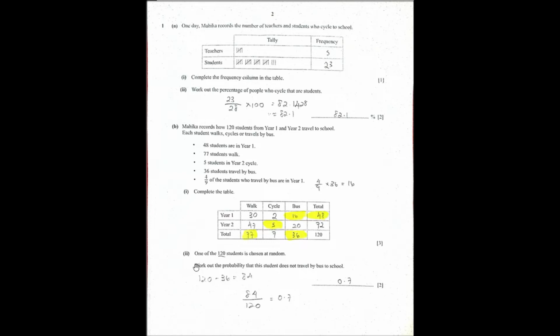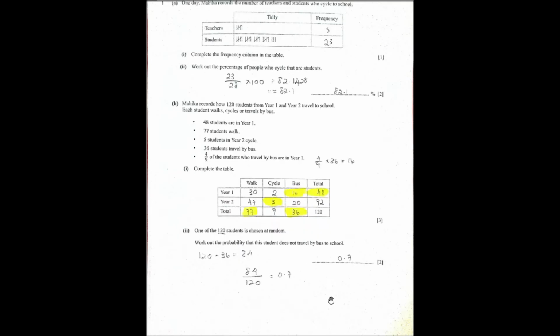The next question: one of the 120 students is chosen at random. Work out the probability that this student doesn't travel by bus to school. So we have a total number of students that travel by bus, 36 students. So the total number is 120, so 120 minus 36 students. So we have 84 of them that are not traveling by bus. So the probability that this student doesn't travel by bus is 84 over the total number of students, which is 120, and then it is equal to 0.7.